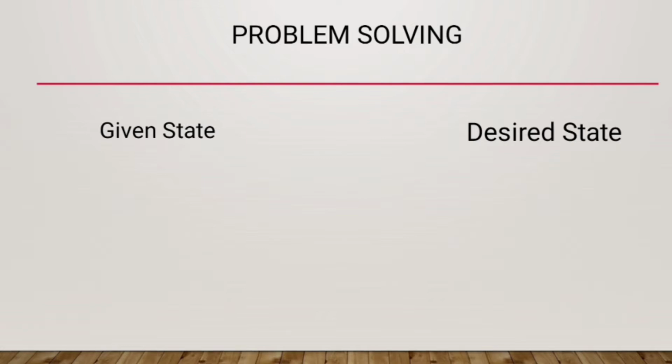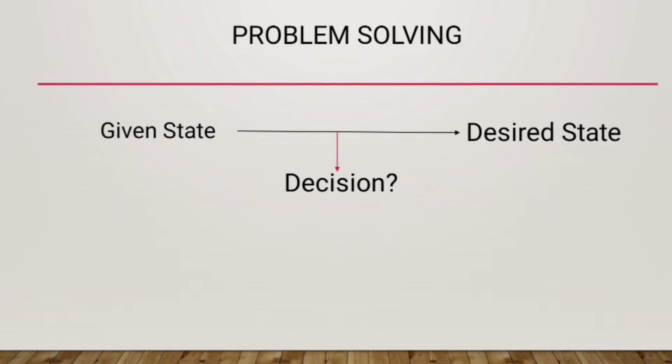How this will happen depends upon the decision that we are going to make. From the given state, we need to take a decision in such a way that it makes us travel to reach Delhi. Given state will be Chennai and the desired state will be Delhi, which means we need to travel north. If we travel south, we will not be reaching Delhi. So that is a decision that we have to make, in what way we are going to reach the desired state.